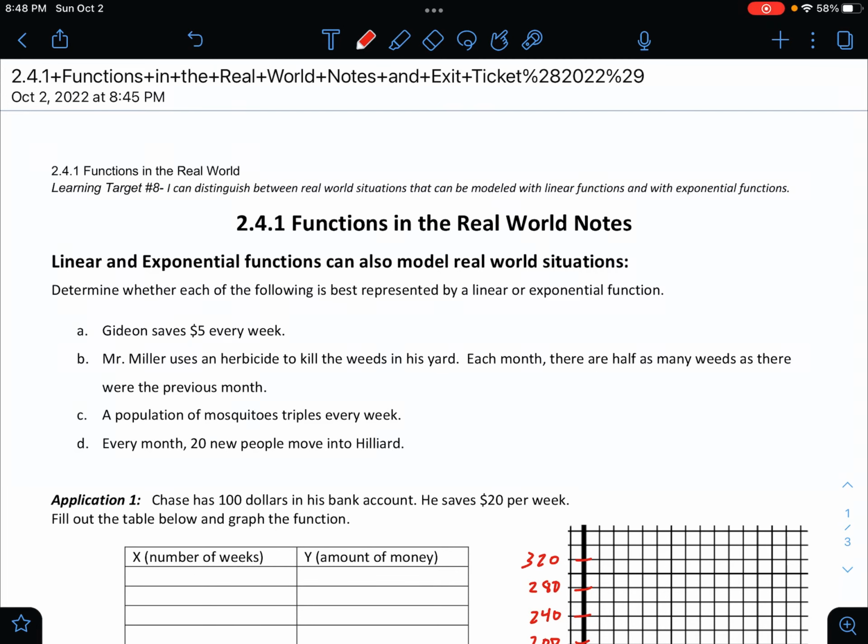Okay, let's jump right into today's lesson, which is 2.4.1, functions in the real world. So you can see your learning target here. I can distinguish between real world situations that can be modeled with linear functions and with exponential functions. Determine whether each of the following is best represented by a linear or exponential function.